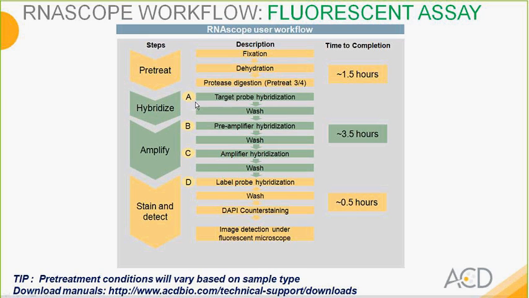This is followed by the same sequence of processes in hybridization and amplification. The main difference is the label probe hybridization, in which the label probe has a fluorophore, either 1, 2, or 3, depending on which system you would like and how many genes you would like to visualize. This is followed by counterstaining of DAPI and imaging under a fluorescent microscope. For the fluorescent assay, the pretreatment conditions will depend on the sample type that you're using.